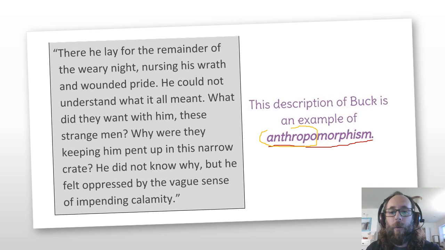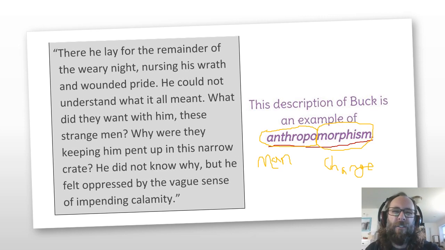So this word anthropo, it means man. This is the ugliest writing. It's disgusting. I'm so sorry. And then morphism means to change. Wow, this is bad. I apologize. I know this is ugly. But change. All right, good. So man change. So what I'm doing is I'm taking a character, I'm changing it into a person.